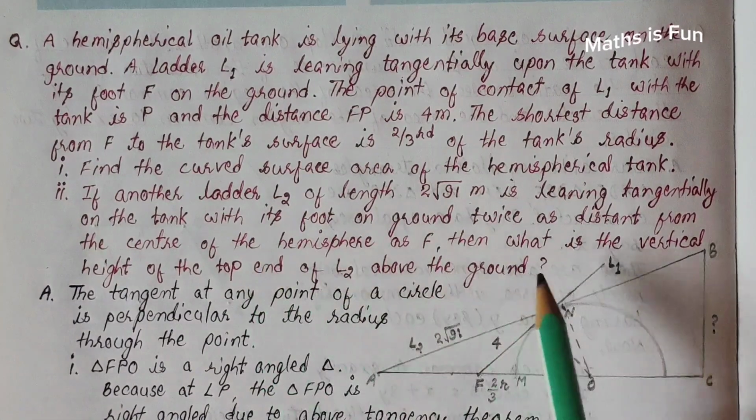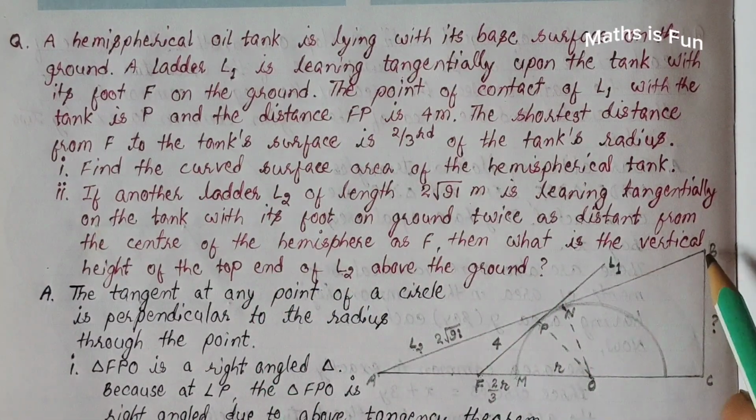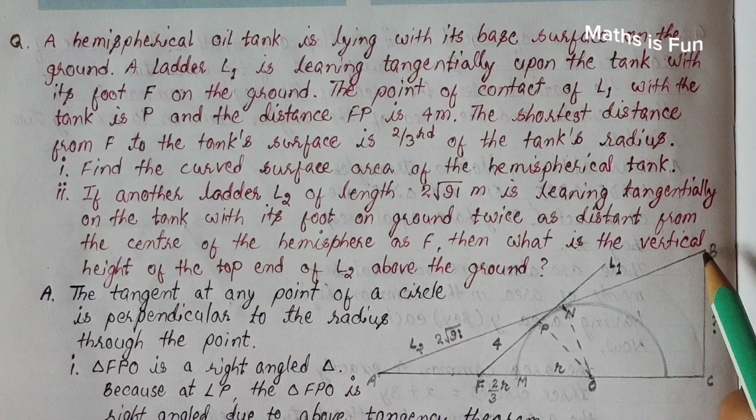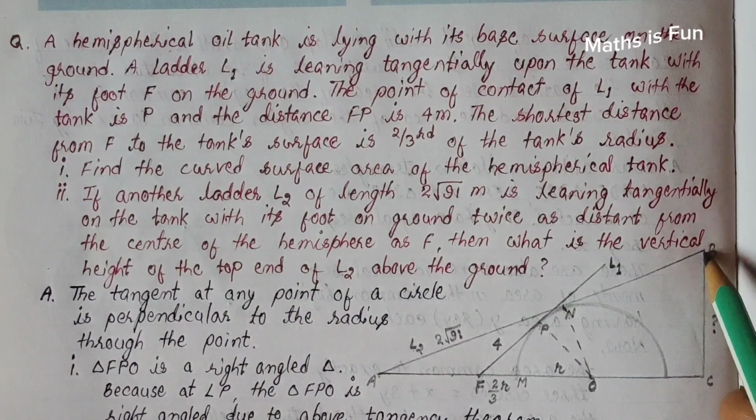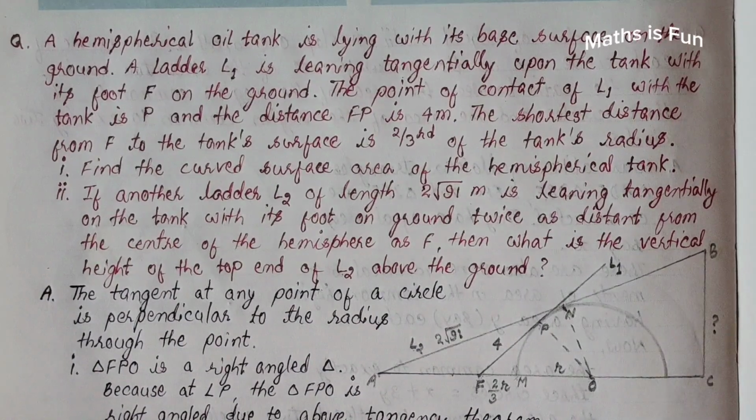Now based on this information, we have to find the vertical distance from the top end of L2, that is B. So we have to find the length of BC. So let's find out.